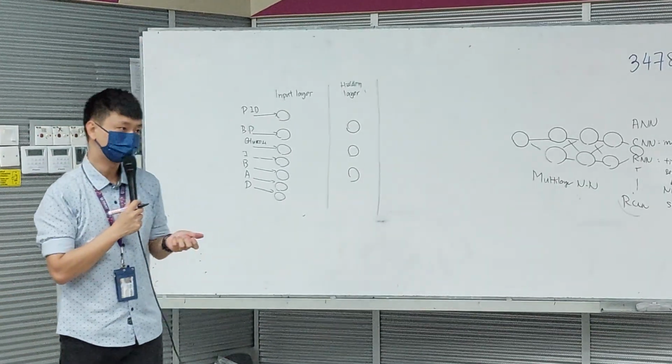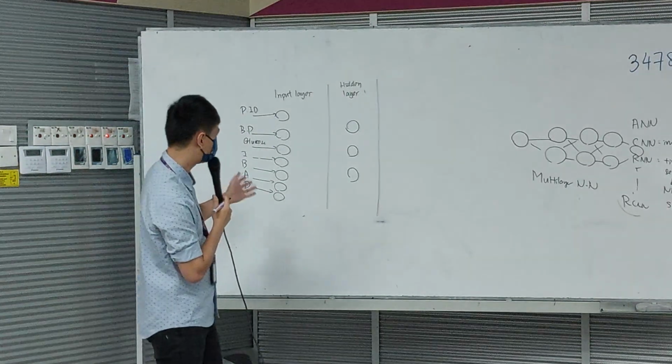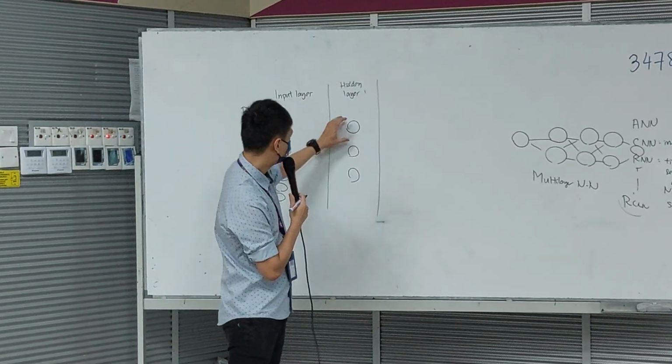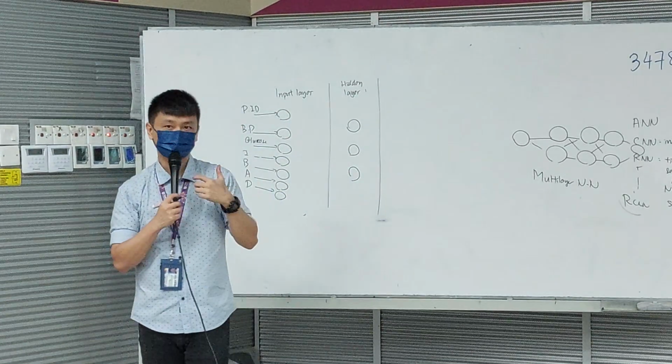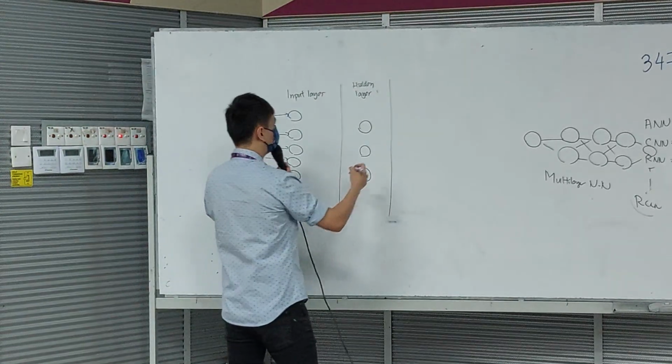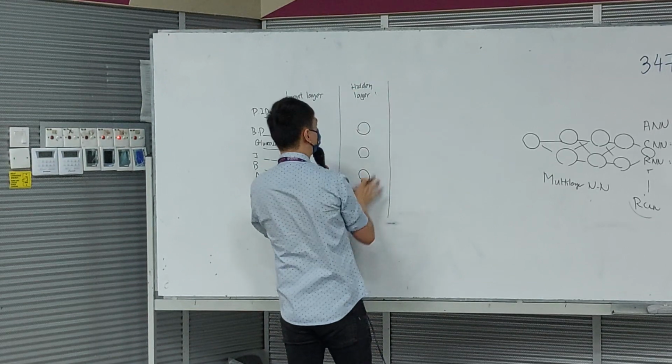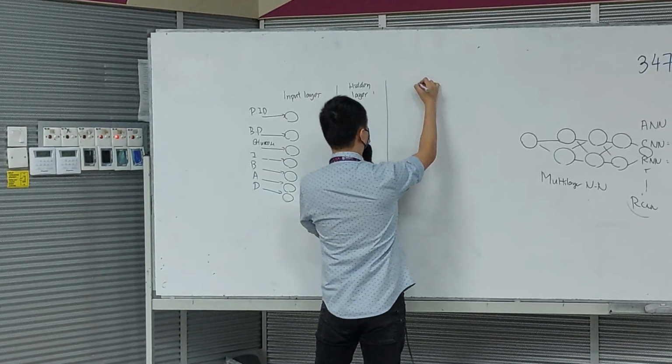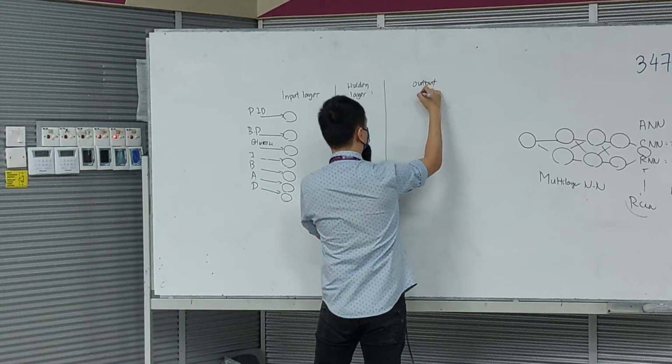Next week in the practical problem, I will show you the effects if we increase the hidden layers and increase more neurons. The result is more accurate, but somehow it takes more time. In this case I will just set one hidden layer. You can add more, and then lastly is the output layer.